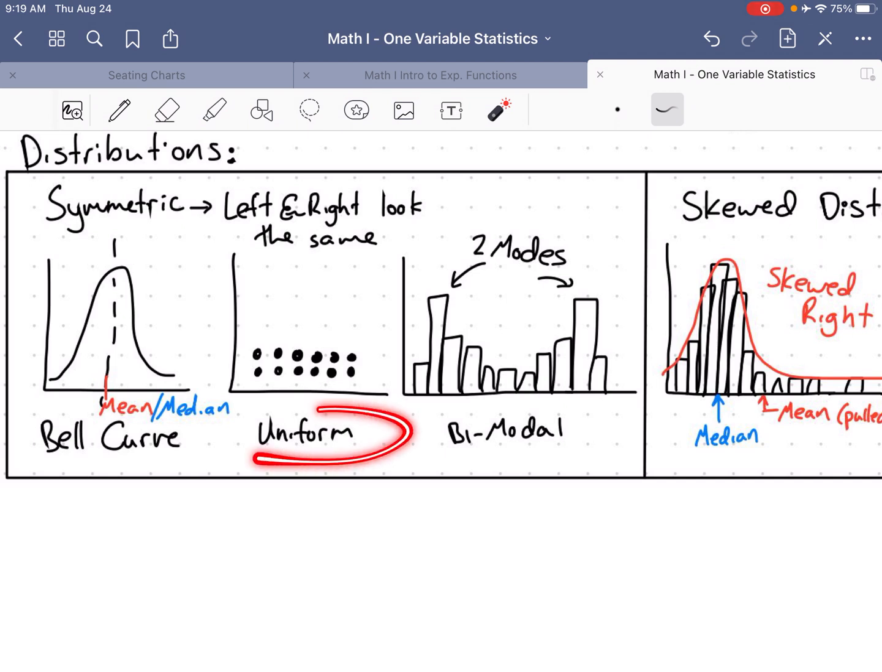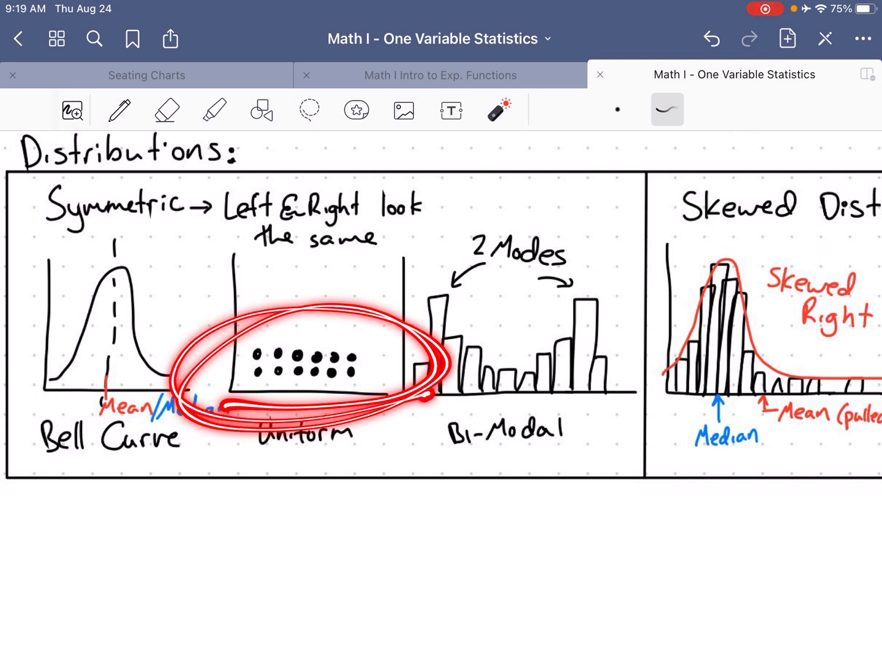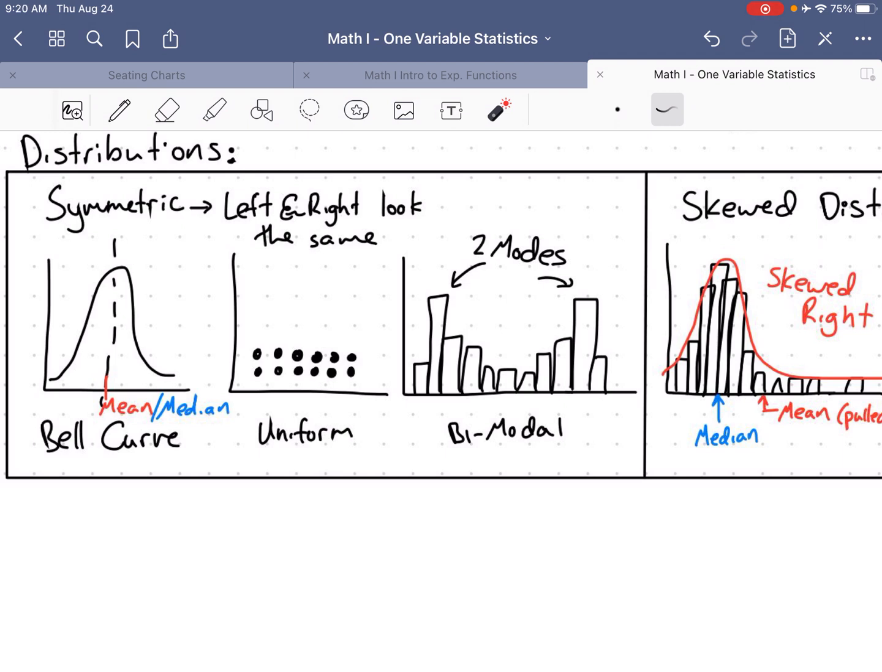The next one is uniform. That means that everything looks the same. All the way across, you have the same height. Again, it doesn't have to be perfectly the same. It's not going to be exact. However, if you have pretty much a flat graph, every bar is the same height, or you have the same number of dots, pretty close, we're going to call that a uniform distribution.